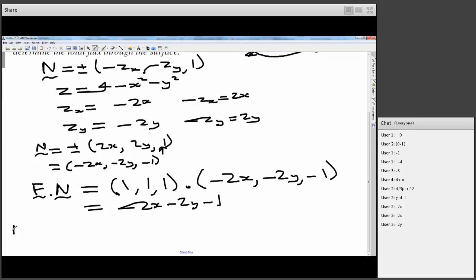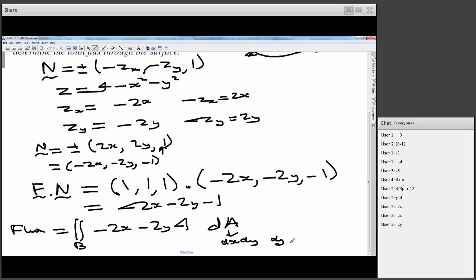And so the flux then is summing up over the shadow, which we'll call B for base, of this expression, dA. And I reckon dA here can either be dx dy, or dy dx, etc. I mean, we can pick either of whatever's more appropriate at a given time. But I write dA for short. My writing might be a bit neater. So let's have a look.